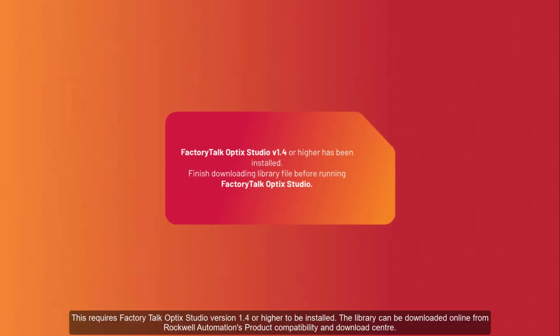In this video, we'll walk you through how to set up libraries in Optix and use the library object components in a project. This requires FactoryTalk Optix Studio version 1.4 or higher to be installed. The library can be downloaded online from Rockwell Automation's Product Compatibility and Download Center.